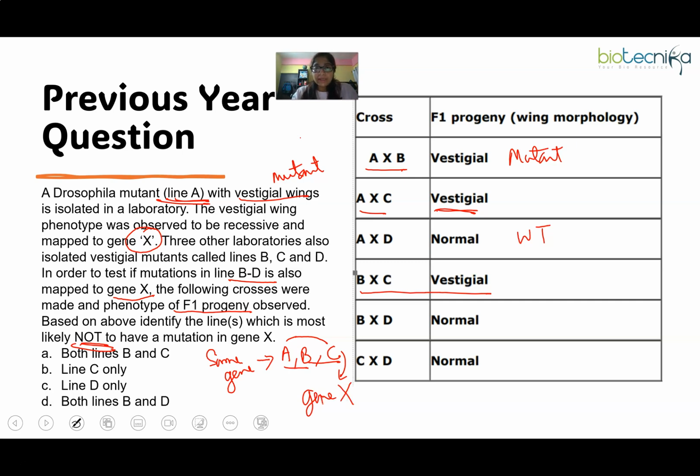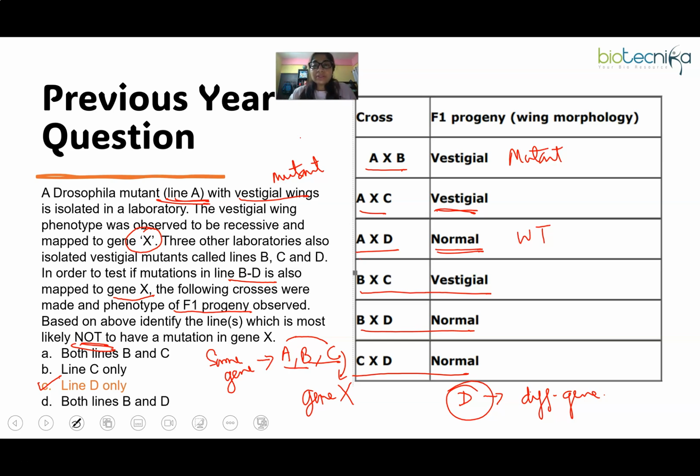Now what about D? Here, A and D is normal. So you cross 2 mutants and you are getting normal phenotype. Similarly, B and D normal, C and D normal. That means D is in a different gene. It is not present in gene X. So what is the question? Based on the above, identify the line which is likely not to have a mutation in gene X. That will be line D only. So the answer here will be option C.